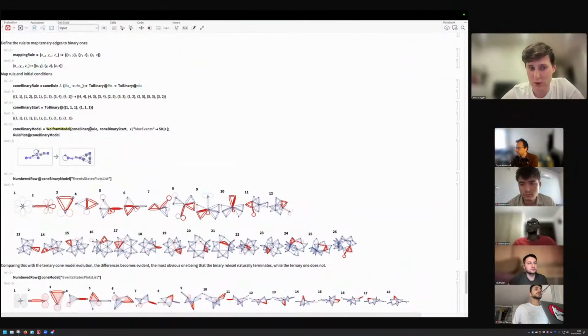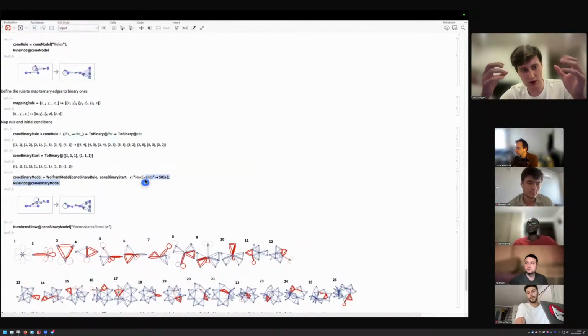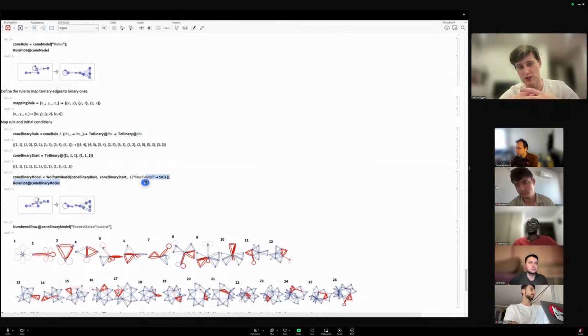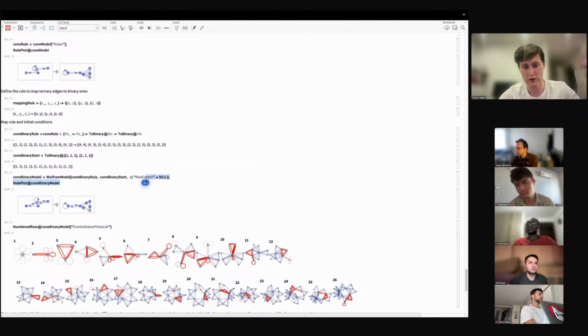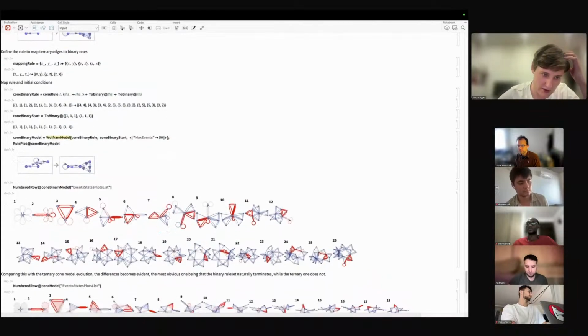So then the mapping would not be bijective in a sense, which is what you would expect, right? The ternary or higher arity edges are encoding more restrictions that you don't have to put in by hand, but it's already in your updating structure because you are using higher arity relations.